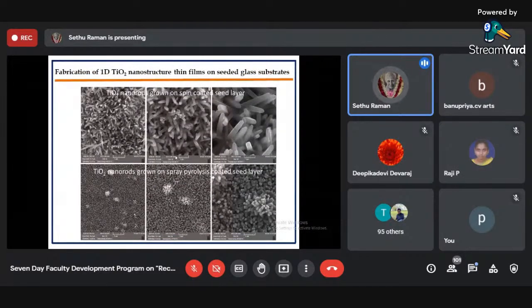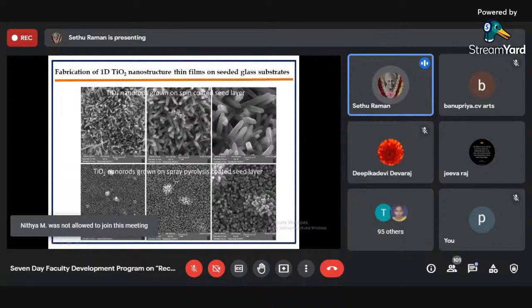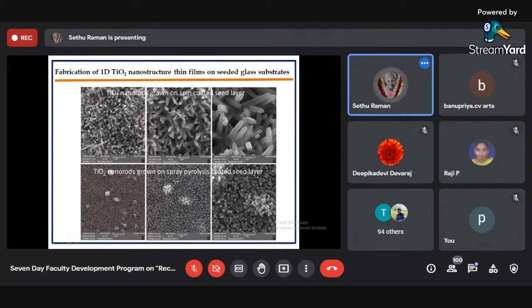This is a simple one-dimensional nanostructure grown on the seeded glass substrate. These are the TiO2 nanorods grown on a spin-coated seed layer. You see that the length of the nanorods is very high; large size nanorods are prepared on the seeded substrate. Here the seed layer thickness is low but the growth temperature is very high, and the high growth temperature induces fast growth of the TiO2 nanorods. That is the reason we obtain lengthy TiO2 nanorods.